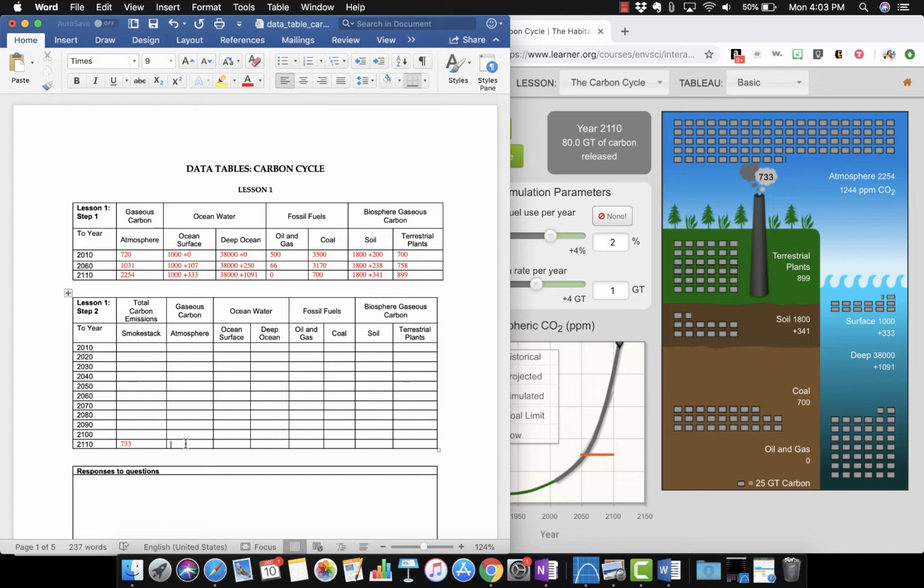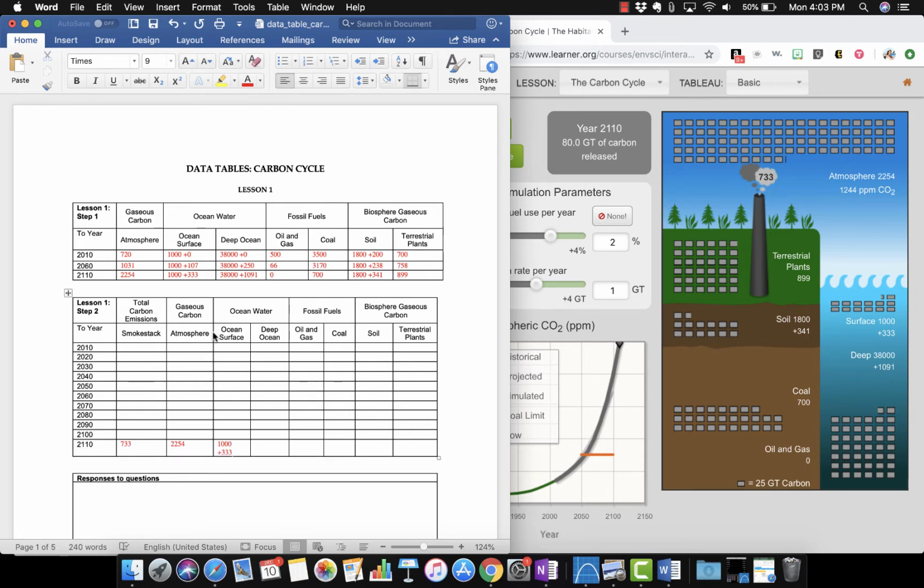Atmosphere is 2254. Ocean surface is 1,000 plus 333. Let's see. The deep ocean is going to be 38,000 plus 1091. Oil and gas is 0. Coal is 700. Soil is 1,800 plus 341. And terrestrial plants are 899.